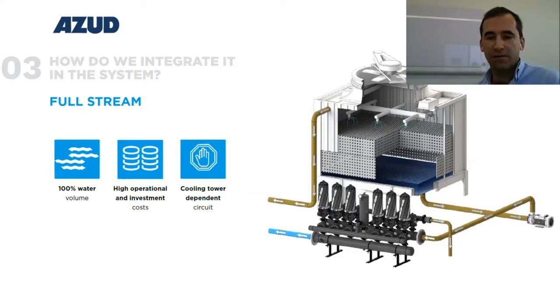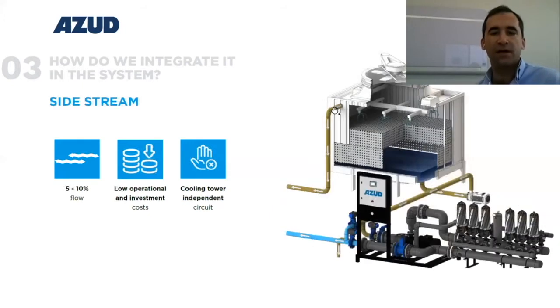As it has to filter the complete flow rate of the circuit, you will need a larger filter, so your capital expenses will be higher. And also, there is the risk of any type of failure, or when maintenance is required, you would have to interrupt the filtration circuit and probably stop your production process. That is why we normally recommend the second option, which is the side stream filtration.